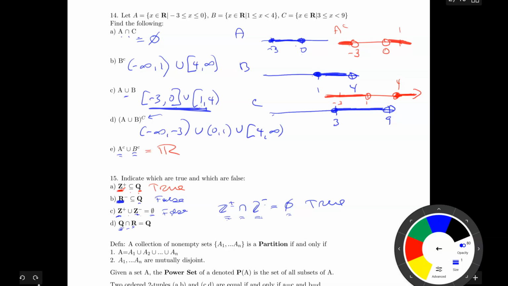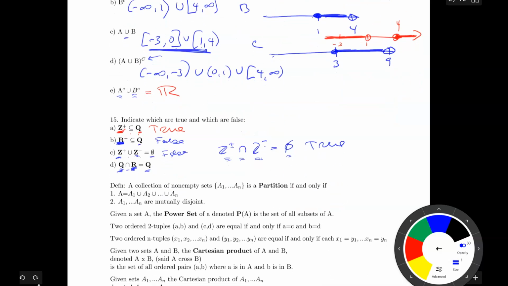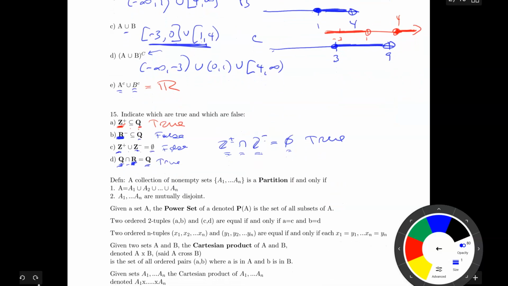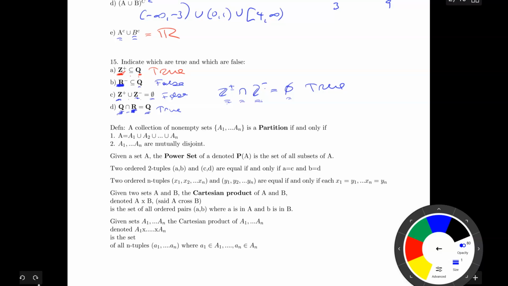Okay, so if I take the rationals and intersect it with the reals, what's in both of these would just be the rationals, right? Because there are reals that can be written as fractions, but there are ones that cannot, but the intersection would be the ones that can be written as a fraction. So this is true.